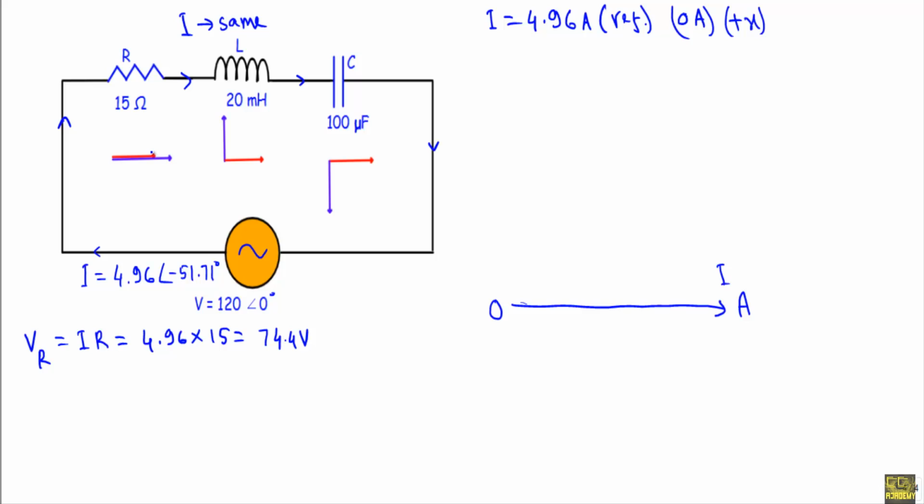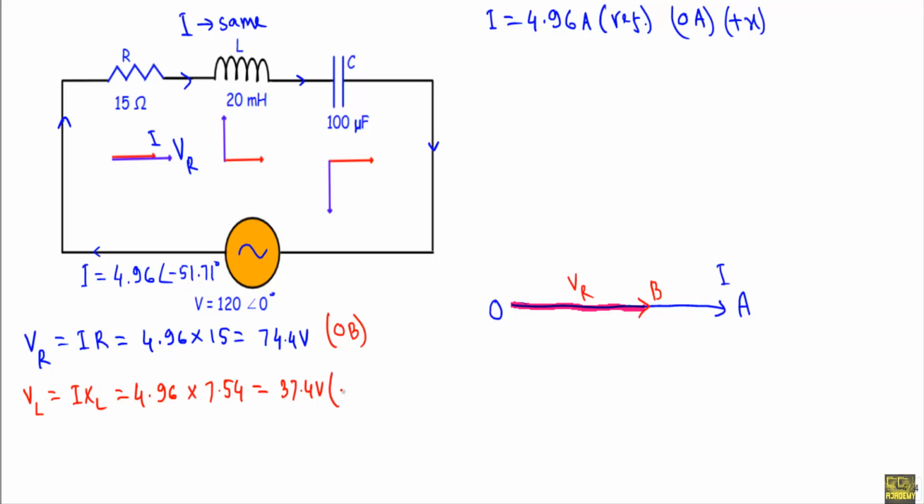If we look at the phasor relationship between the voltage and current across a resistor, if we take the current in this direction, the voltage across the resistor will go in the same direction, or in a resistor V and I are in phase. So we will take VR in the direction of phasor current. Let's say this OB will indicate our VR. After that we will calculate the voltage across the inductance, IXL. Here I is equal to 4.96 and inductive reactance is equal to 7.54, which will be equal to 37.4 volt. We will indicate VL with OC phasor.